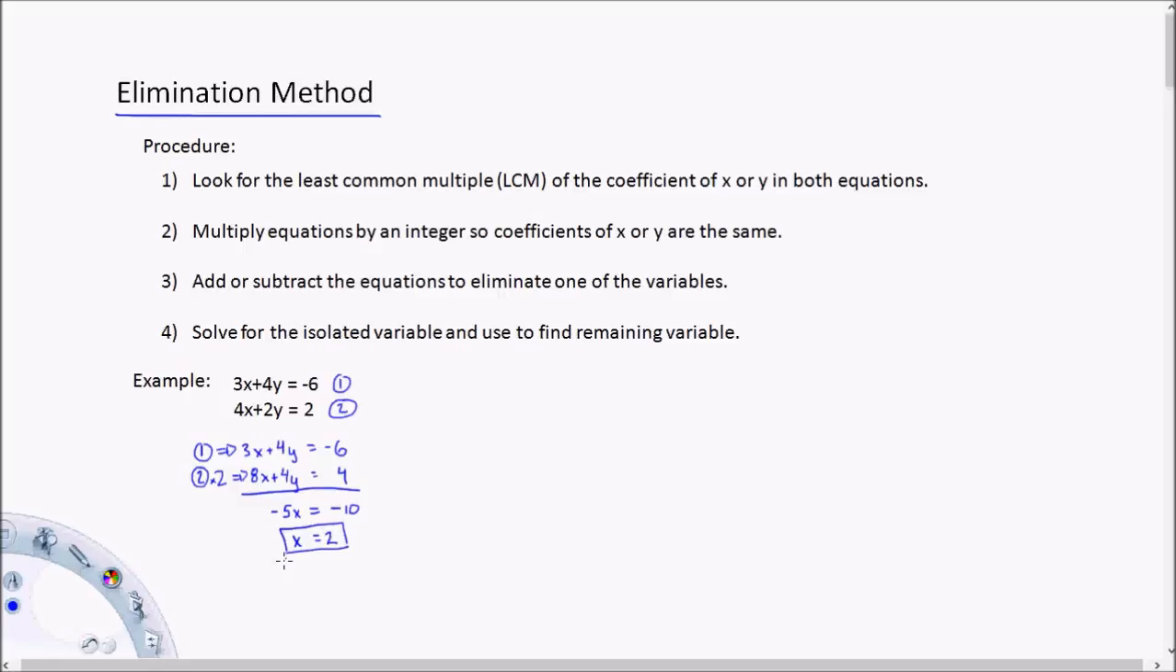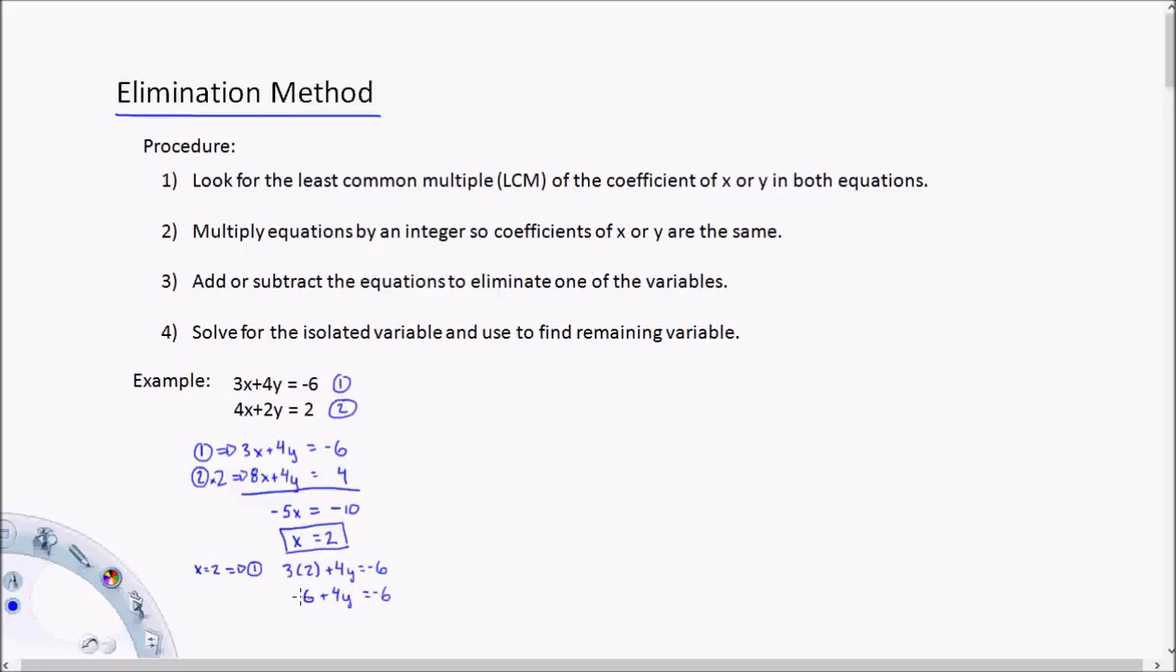We then want to use this answer and sub it back into either of these equations to find the value of y. So we could say sub x equals 2 into equation 1. So we would have 3 times 2 plus 4y equals negative 6. 3 times 2 is 6, so we'd have 6 plus 4y equals negative 6.